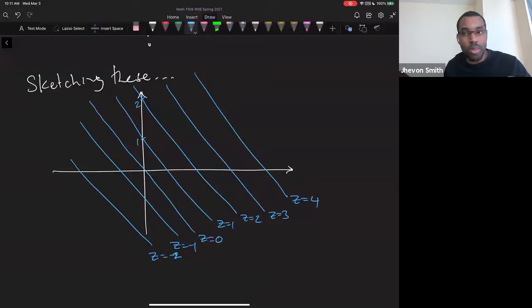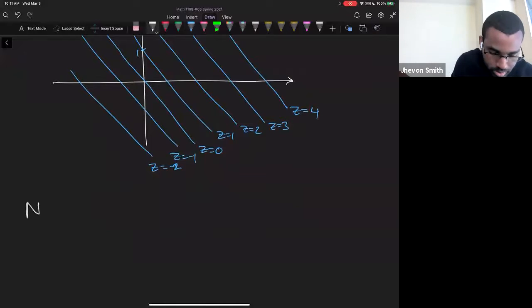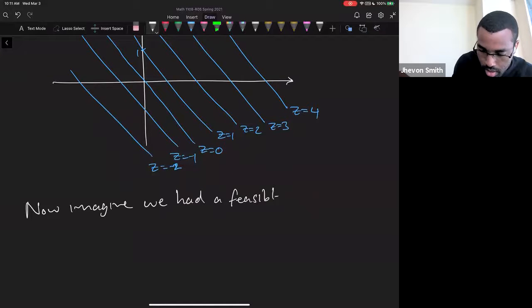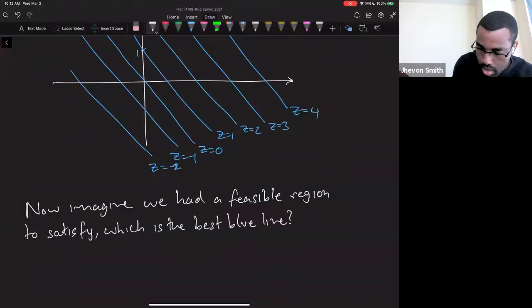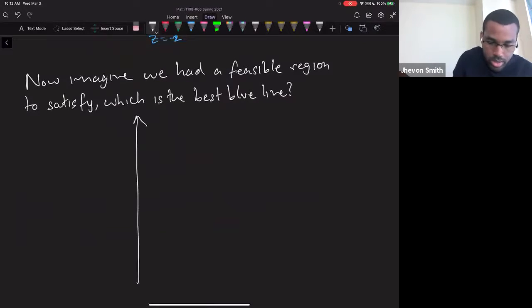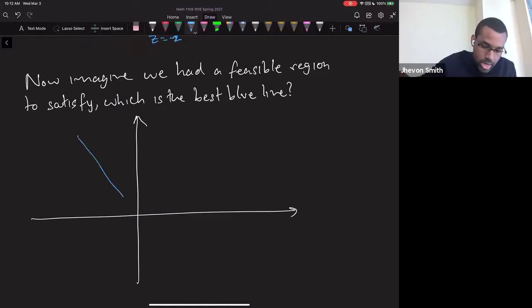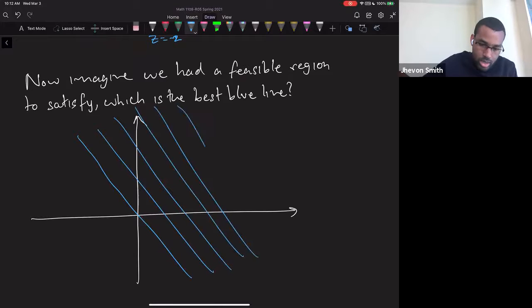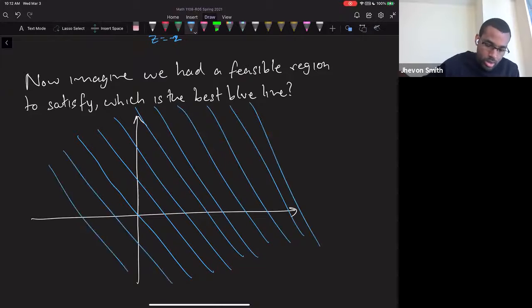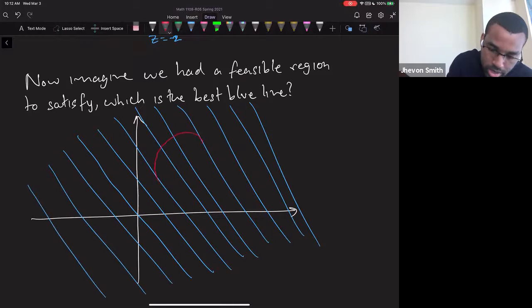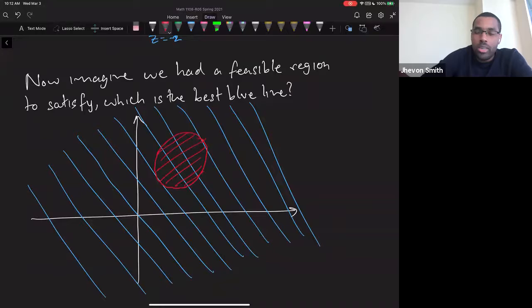Now, imagine if there was a feasible region in this situation. So again, let's pretend we know that there are a bunch of z's, a bunch of objective lines doing their thing. Right? They're just hanging out. But now someone says, all right, I have a feasible region in here. And so now you ask, well, where is going to be the best z value?